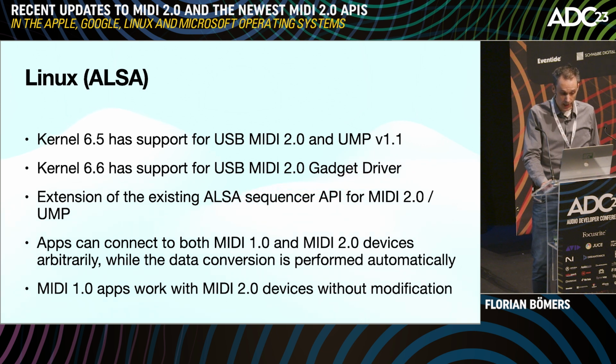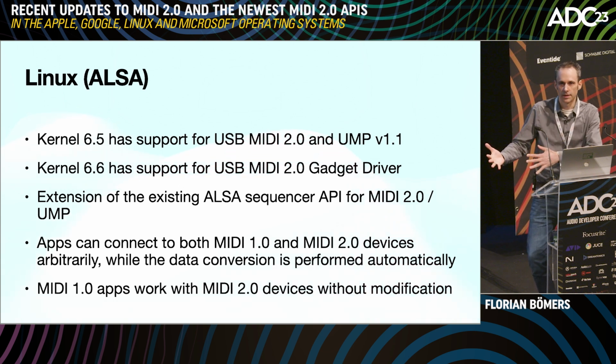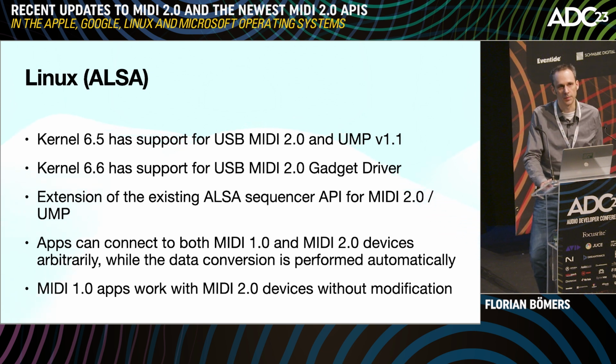The main interesting part for developers is the extension of the existing ALSA sequencer API, which is now fully UMP capable. Apps can connect to MIDI 1.0 and MIDI 2.0 devices arbitrarily, similar to Apple. All data conversion is performed automatically and transparently. So if you're using the old sequencer API using MIDI 1.0 messages, you can still talk to a different component on the computer or a MIDI 2.0 device running the MIDI 2.0 protocol, and it's all converted automatically.